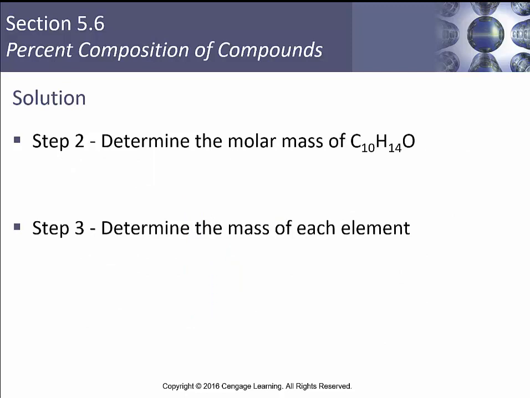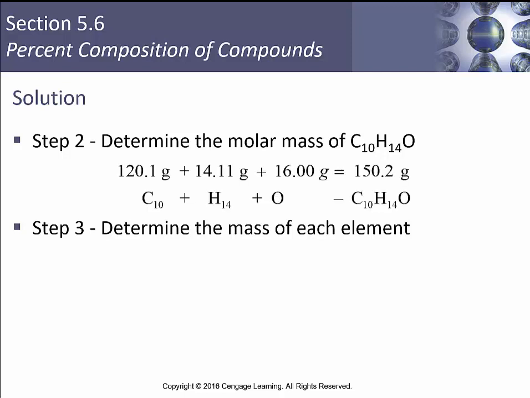Well, we're going to take the mass of each element, and you take the molar mass of each one, multiply it by the number you got, and add them all up to get your molar mass of the complete molecule. And then you determine the mass of each element in step 3. So in step 2, we got 120 grams plus 14 plus 16 gives us 150 grams.